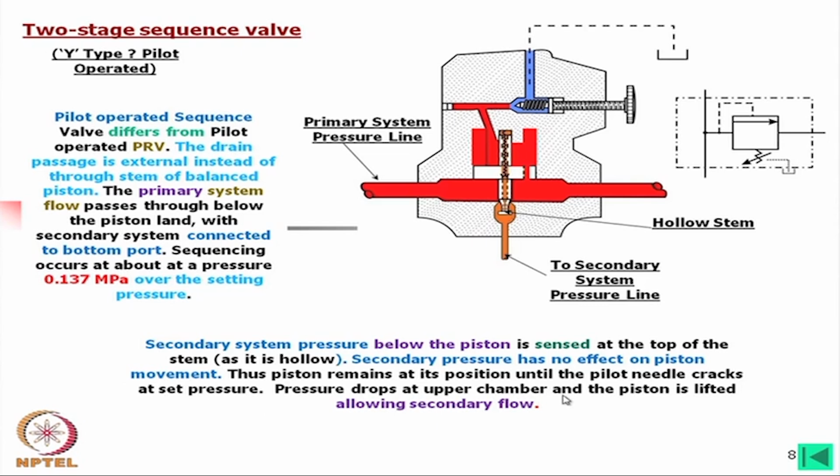Now, the secondary system pressure below the piston is sensed at the top of the stem. Here the secondary pressure has no effect on piston movement, which I have discussed. Thus, the piston remains in position until the pilot needle cracks at set pressure and the pressure drops in the upper chamber, and the piston is lifted, allowing secondary flow. This flow we call secondary flow, that is to say cylinder B.